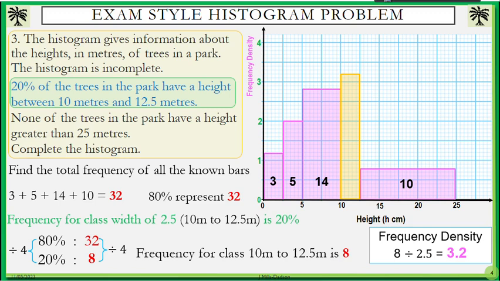So the important thing is to work out the frequency of the known bars, let that represent 80%, and use that information to work out what 20% will be. And having gotten the frequency, divide by the class width to get the frequency density and raise your bar to that level.